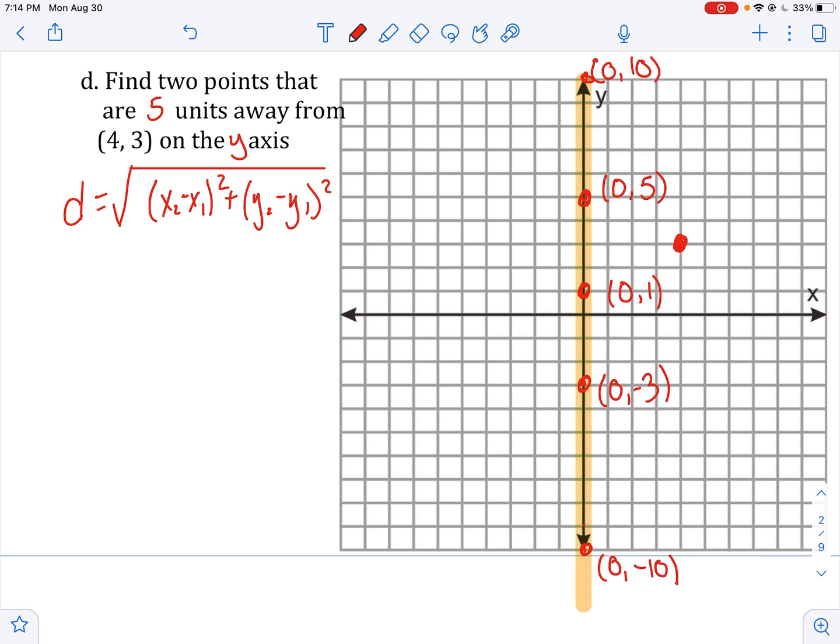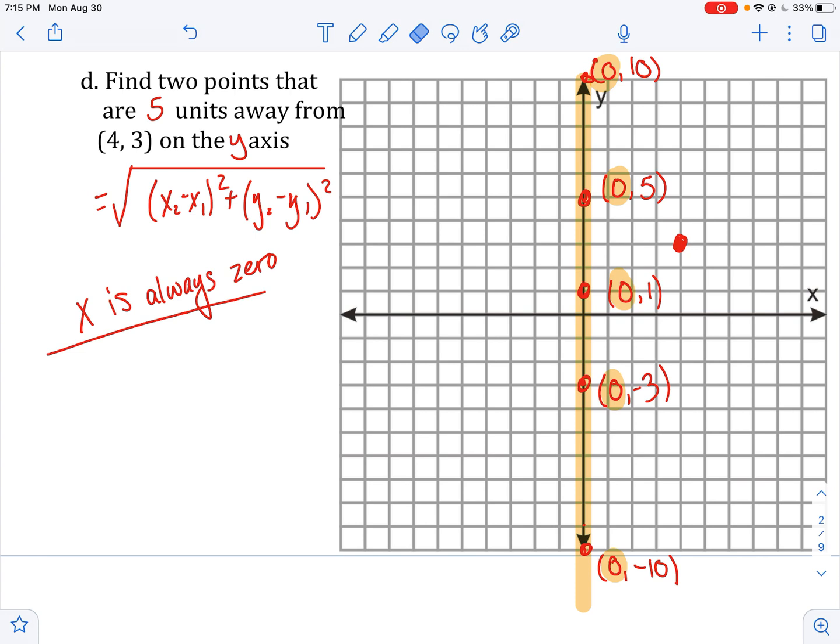But what do you notice about all of these ordered pairs? What do they all have in common, other than that they're on the y-axis? Just algebraically, what do you see? Well, I notice immediately that they all have 0 in the x answer. Okay, so we'll keep that in mind. X is always 0.